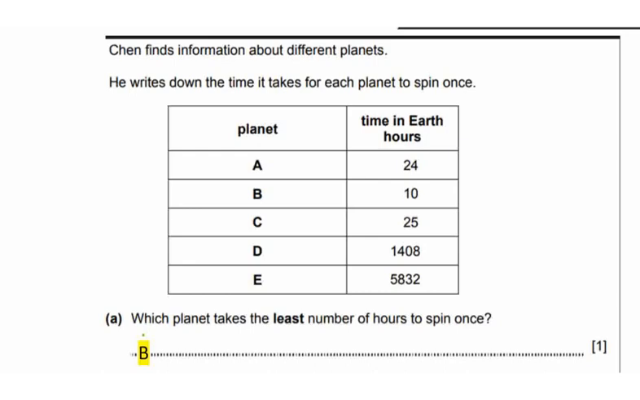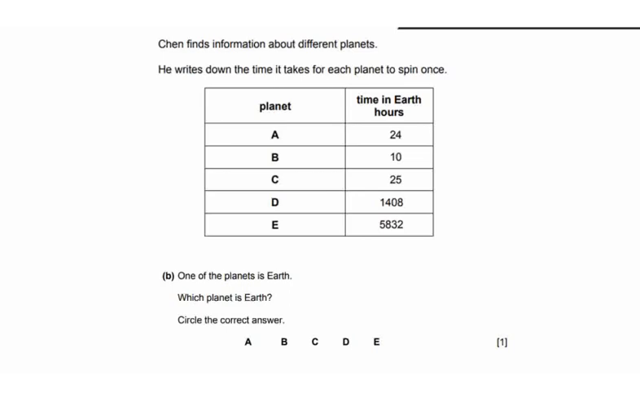Well, the answer is B, because B is 10 hours, the least number of hours to spin. Planet B. Okay, let's move to the next question. Question B. One of the planets is Earth. Which planet is Earth? Circle the correct answer A, B, C, D, or E. 10 seconds from now.